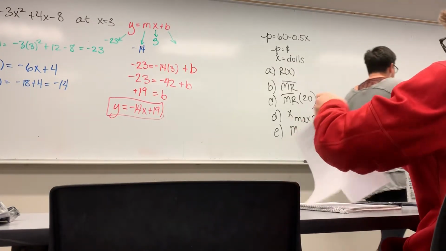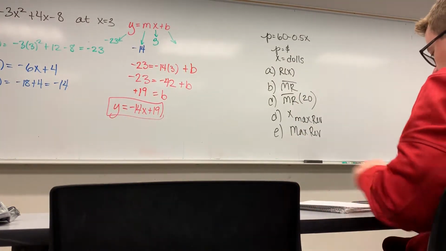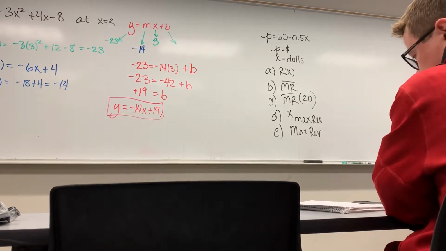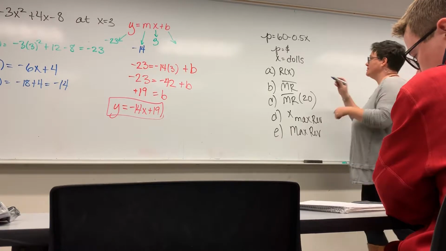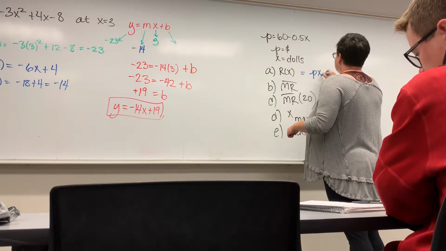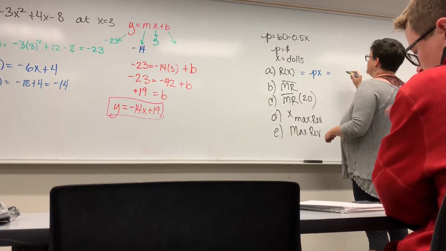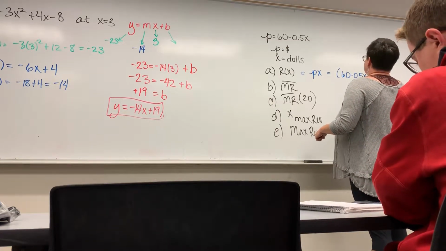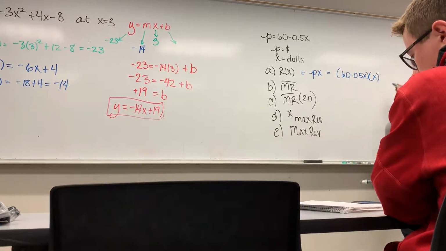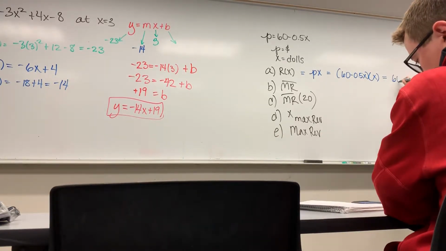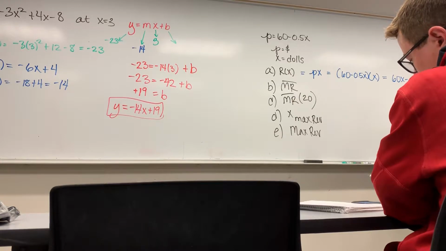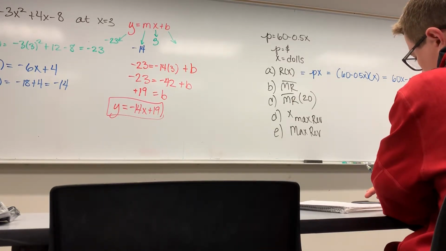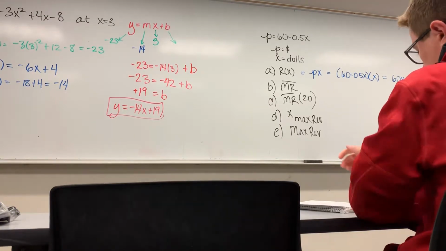Revenue. How do I get revenue, guys? Revenue is related to what? Related to price. How? Price times quantity. Revenue is price times quantity. Price here is 60 minus 0.5x, and there's your quantity. If I distribute that x, I get 60x minus 0.5x squared, and that's my revenue function. Okay? Most of you got that. That's great.